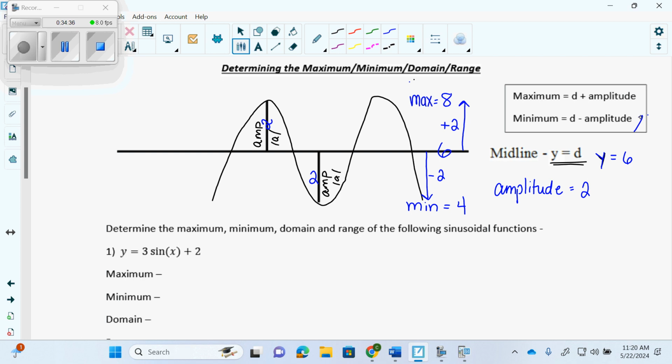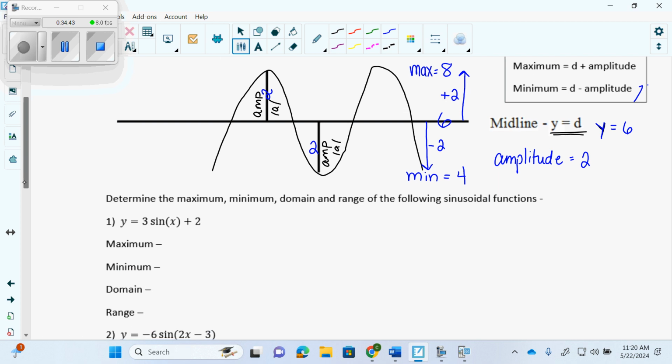Formulas! Okay, so let's talk about this then. We're just going to talk maxes and mins for now. How do I get the maximum from this one? Well, I'm going to do the D value plus the amplitude. Right? We agree?